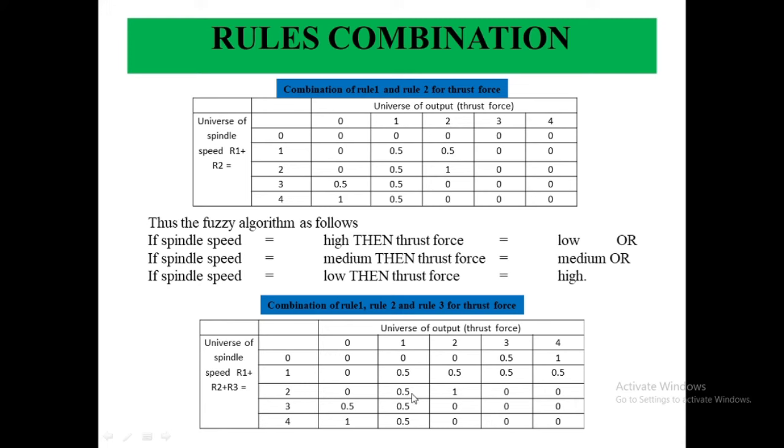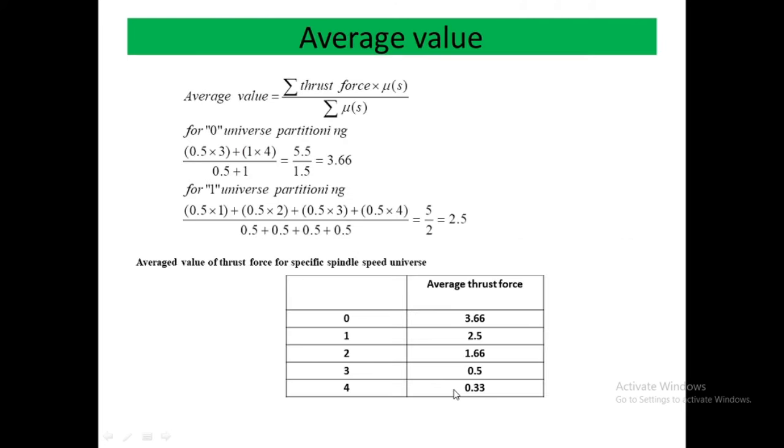According to this table, 0.5 for the second universe partitioning: 0.5 into 1, 1 into 2, plus 0 into 3, plus 0 into 4. Likewise, I arranged it so that 0.5 into 1 plus 1 into 2 divided by 0.5 plus 1, so that I may get 1.66. Similarly, for the third universe partitioning, 0.5, for the fourth 0.3.